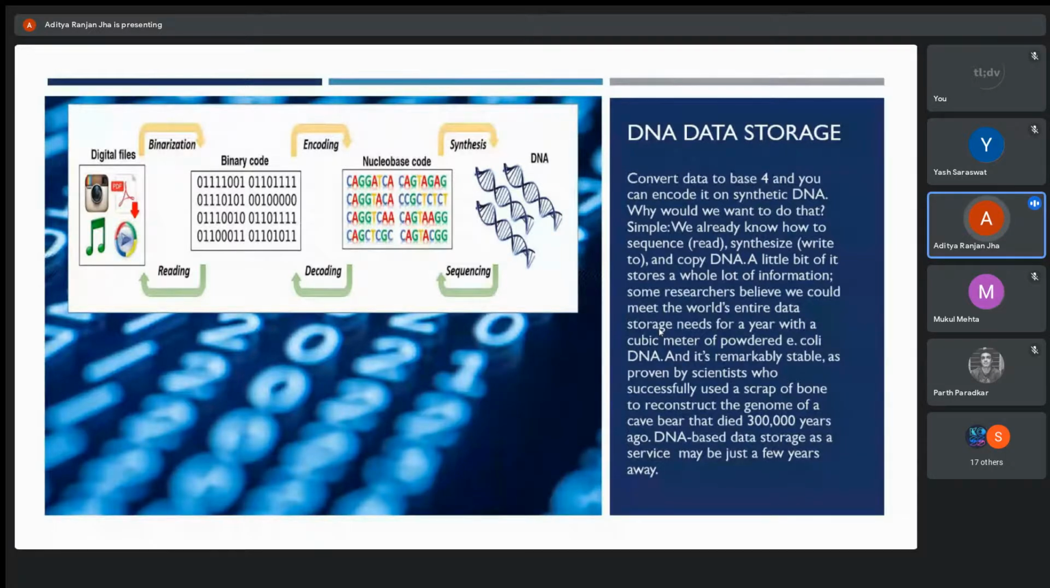For example, here I have mentioned a genome of a beer that died 3 lakh years ago. DNA-based data was stored in its genome, and it still lasted. DNA, of course, is more stable than the physical forms of data storage systems that we have.